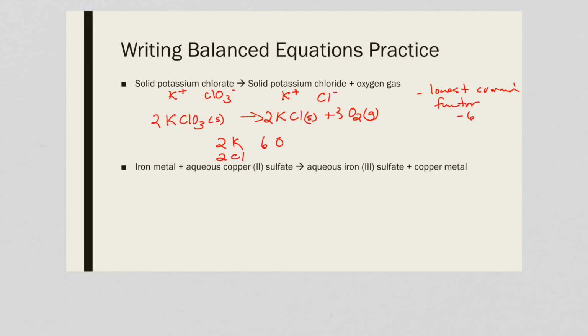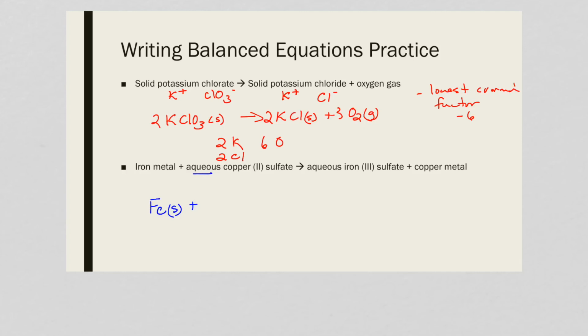So then I'm just going to use my description to write out what I know. So I got iron. Let's use a different color here. I have iron, metal, right? So that tells me it's a solid, plus aqueous copper 2 sulfate, right?